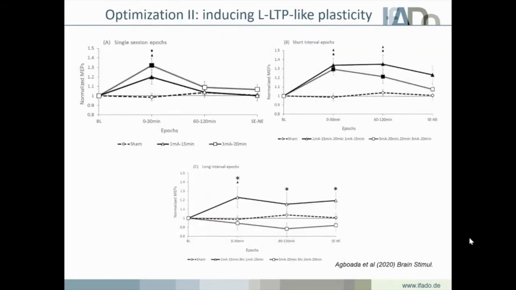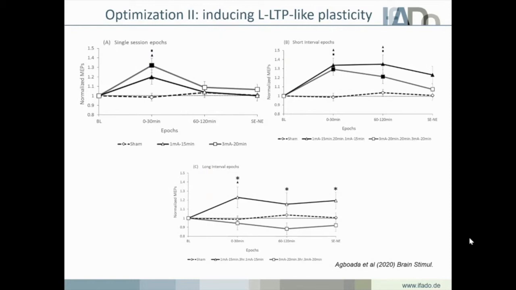So the results. A shows the single session protocols. Result B shows the short interval, and result C shows the long interval protocols. On the horizontal axis, we see the post measurements. We epoched the post measurements into 3 epochs: the first 30 minutes, the first 2 hours, and then the same day evening up to the next day evening.